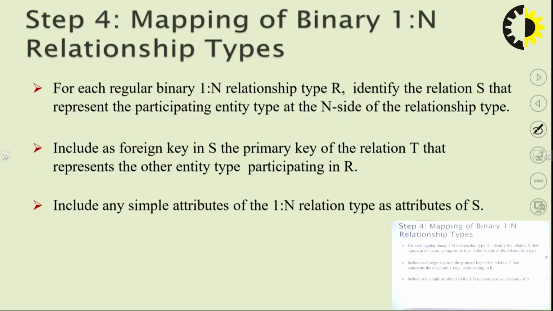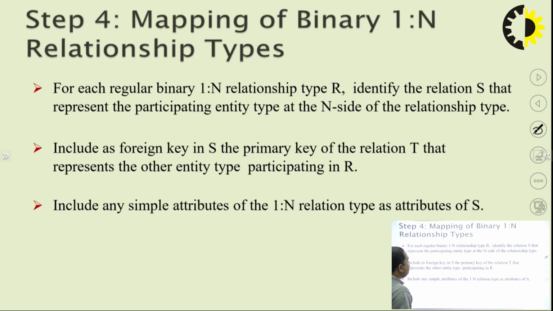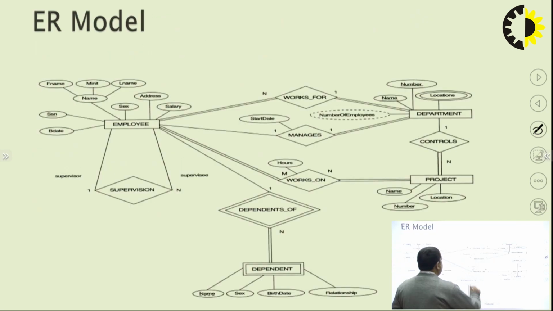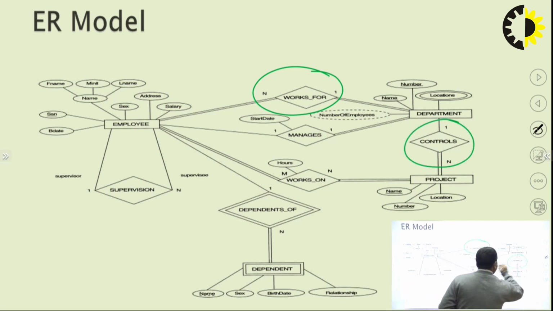Moving to the next step, binary one-to-many relationship types mapping. First of all, we have to identify those relationships along with those entities which are participating. So in this example, can we see where the one-to-N relationships are here and here?